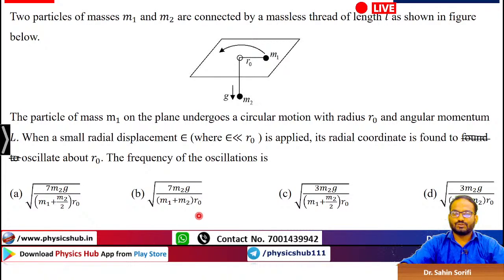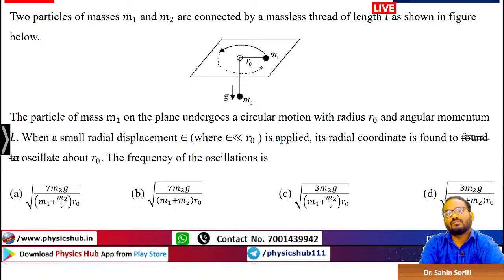Let us try to do this problem. First of all, you will try to write the equation of motion for these two masses. One thing is clear: first of all, we'll take up the case where the particle is moving in a circular trajectory of radius r0. Then after that, we'll give this small radial displacement later.